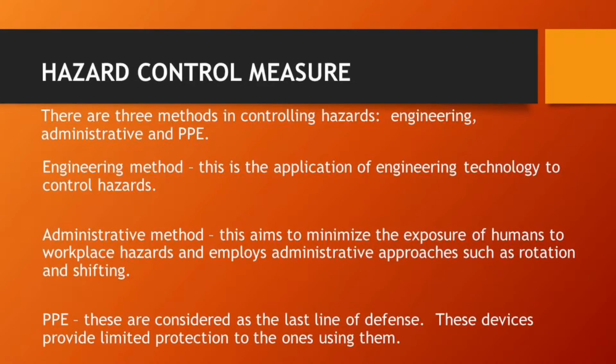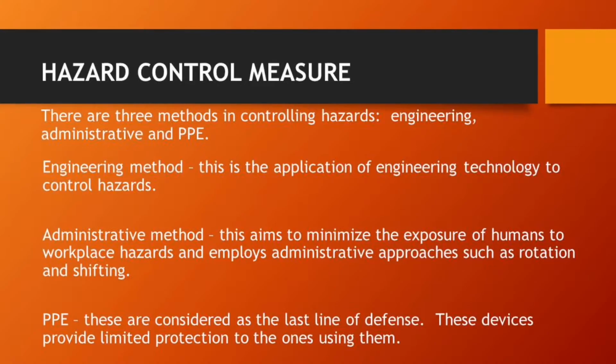This is the application of engineering technology to control hazards. An example of this is machine guarding, which prevents anyone from coming in contact with moving parts of the machine during the operation. And there are other forms of engineering methods, and these are substitution and isolation. Second is the administrative method.